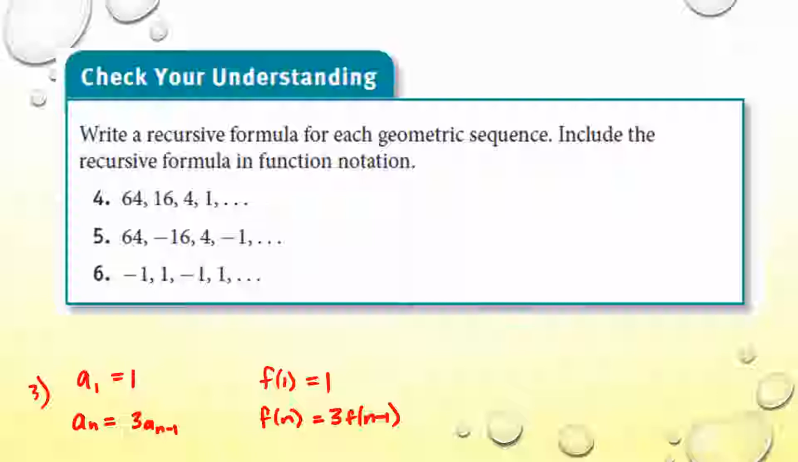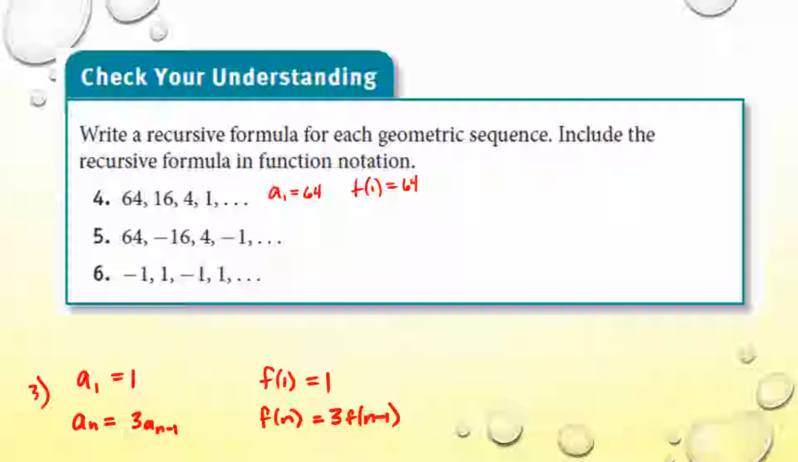Now, they want us to write a recursive formula here on number 4, 5, and 6. We're going to write a recursive formula for each geometric sequence, and we're going to include the recursive formula in function notation, so not just sequence notation. So let's see. First, we'd say, well, a sub 1 is 64. That's where it's starting. So f of 1 is 64.